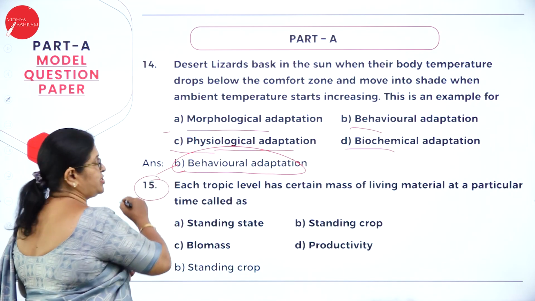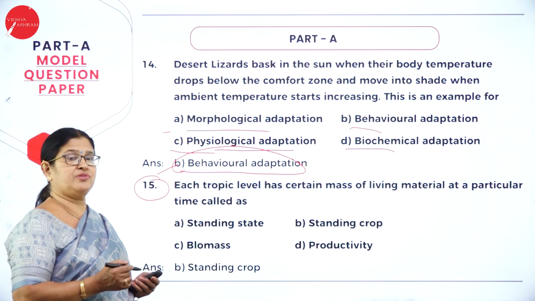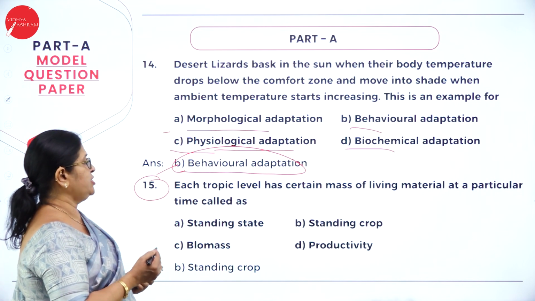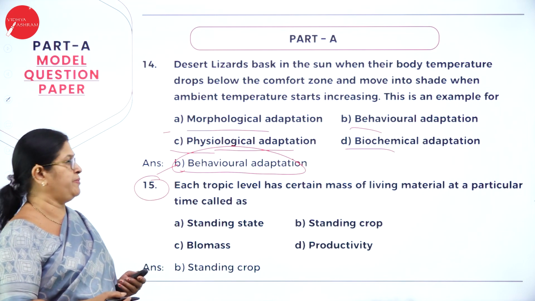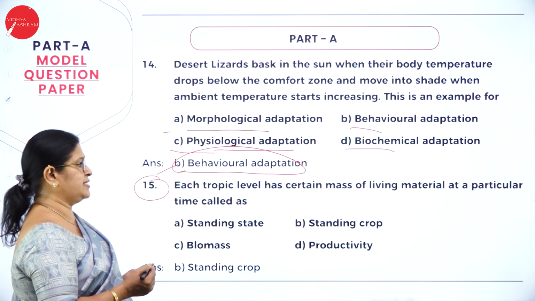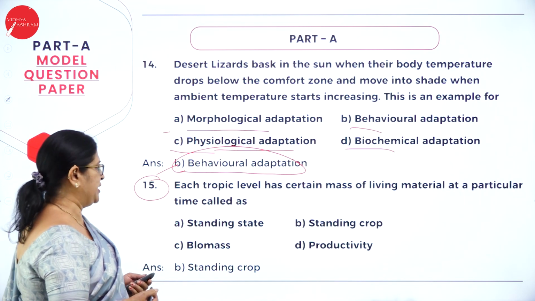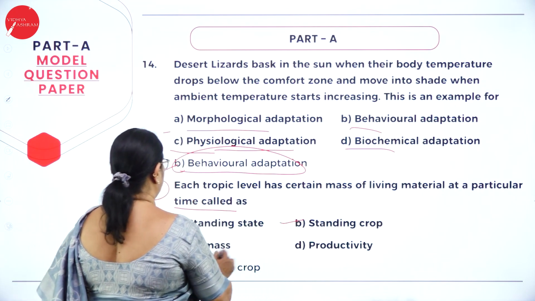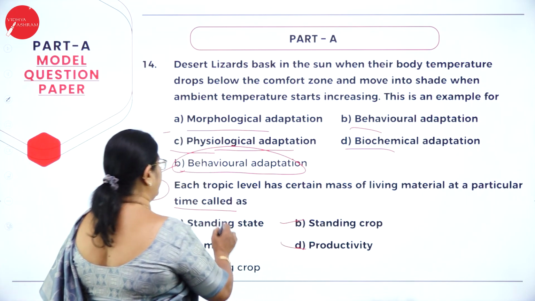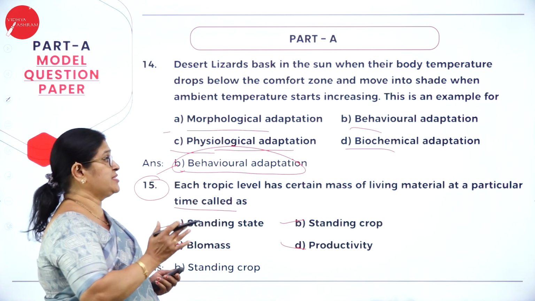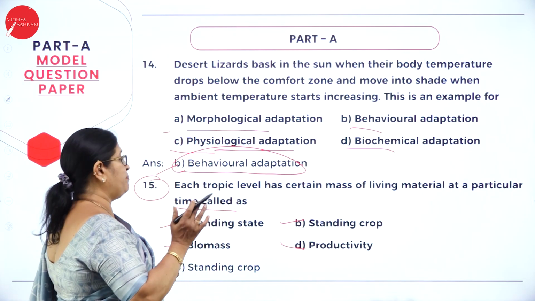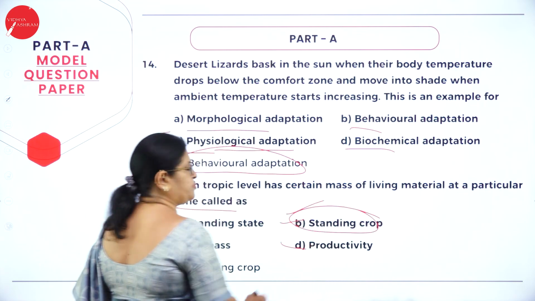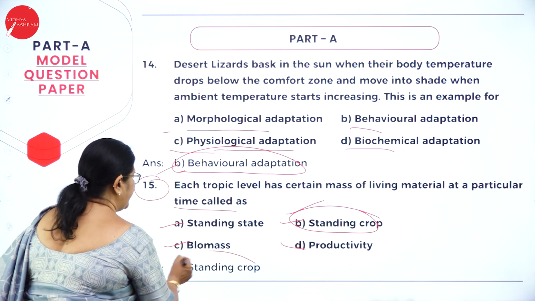Next, the last question of the multiple choice questions of part A of your question paper. Each trophic level has a certain mass of living material at a particular time, called what? Standing state, standing crop, biomass, productivity. So each trophic level will have a certain mass of living material at a particular time. So obviously it is called standing crop. So what is the option? Option B is the right answer.